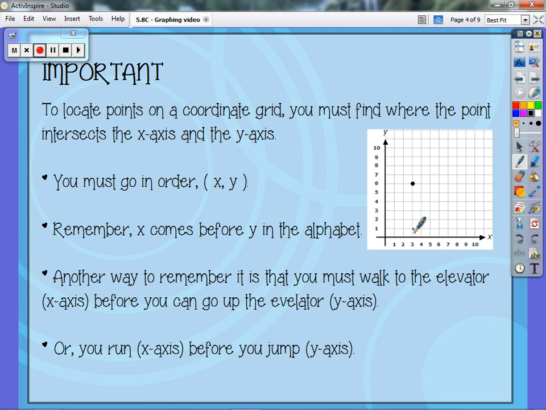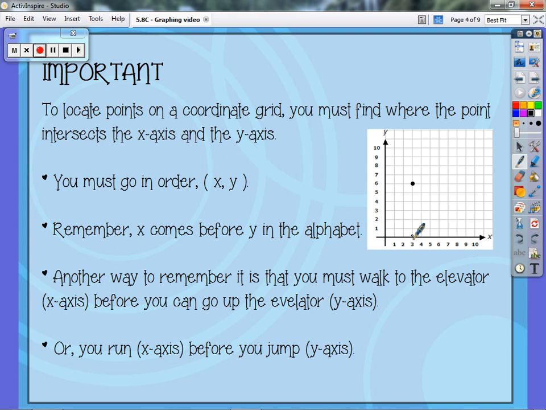Remember, x comes before y in the alphabet, so that's one way to remember it. So they know, okay, I've got to go along x first because that's first in the alphabet, and then y. Another way to remember it is that you must walk to the elevator before you can go up the elevator. So then they know x and then y. And one more: you run before you jump.